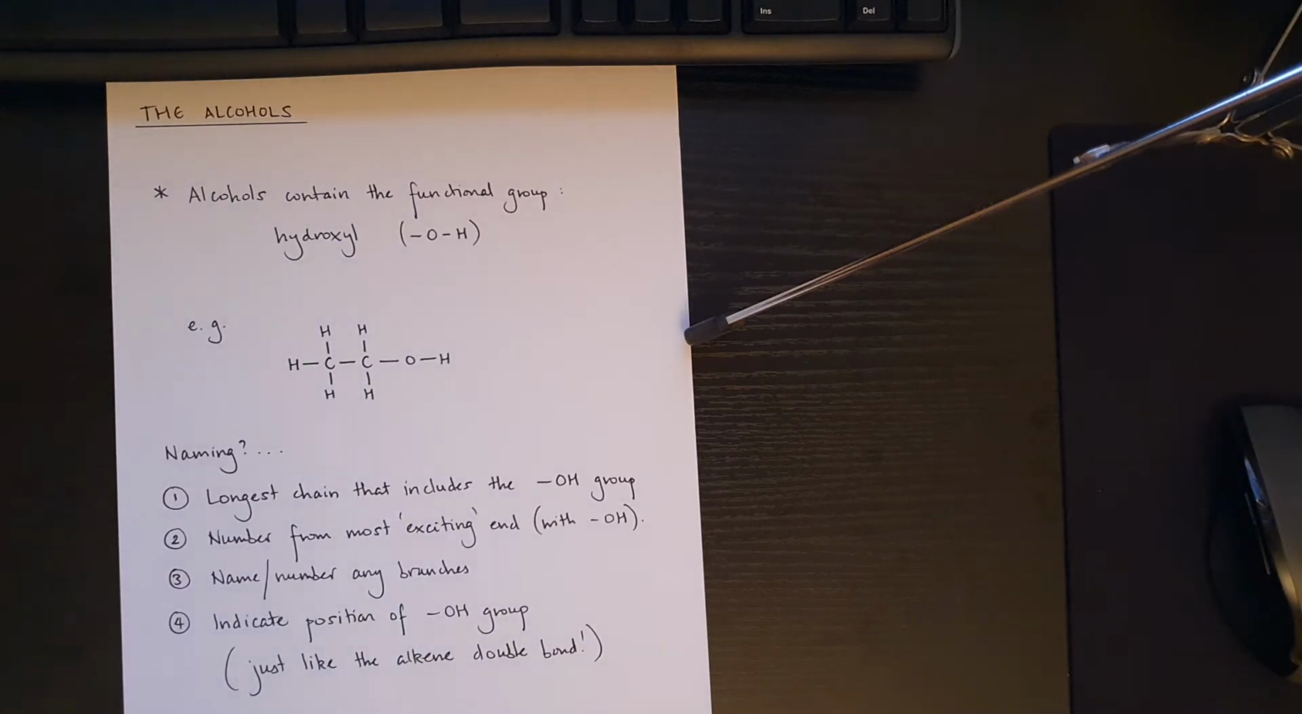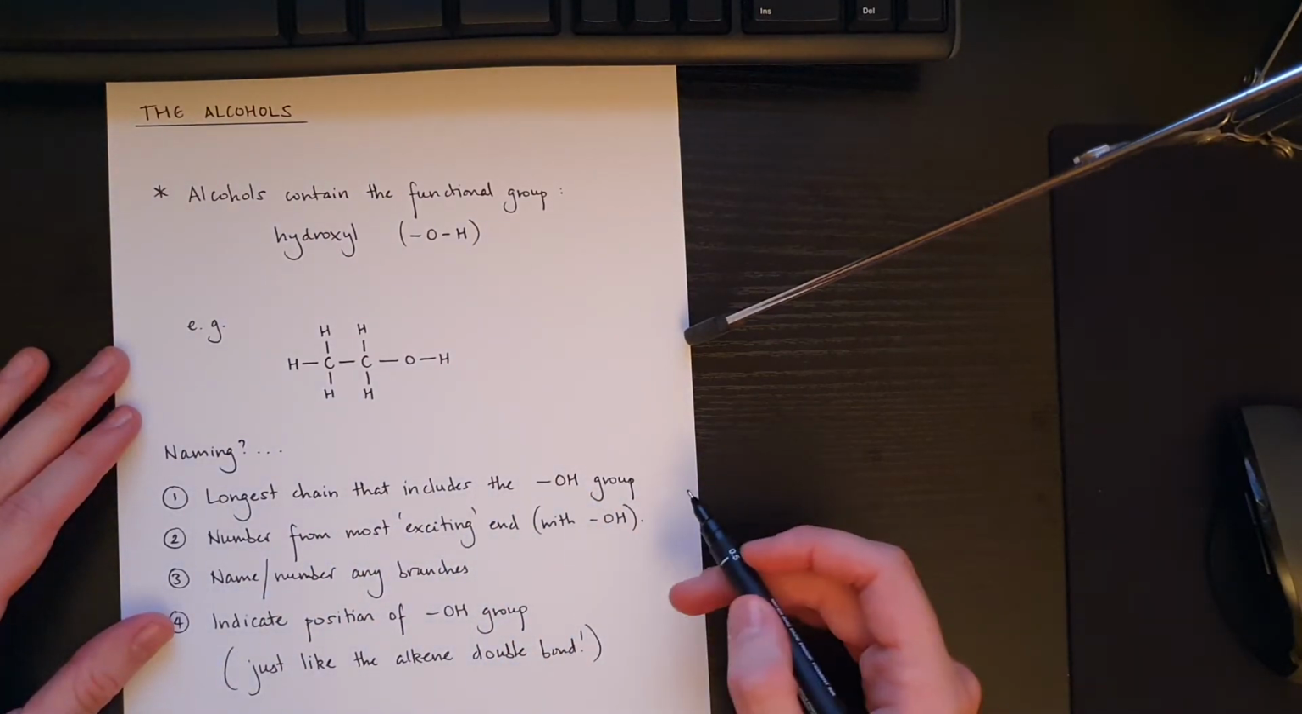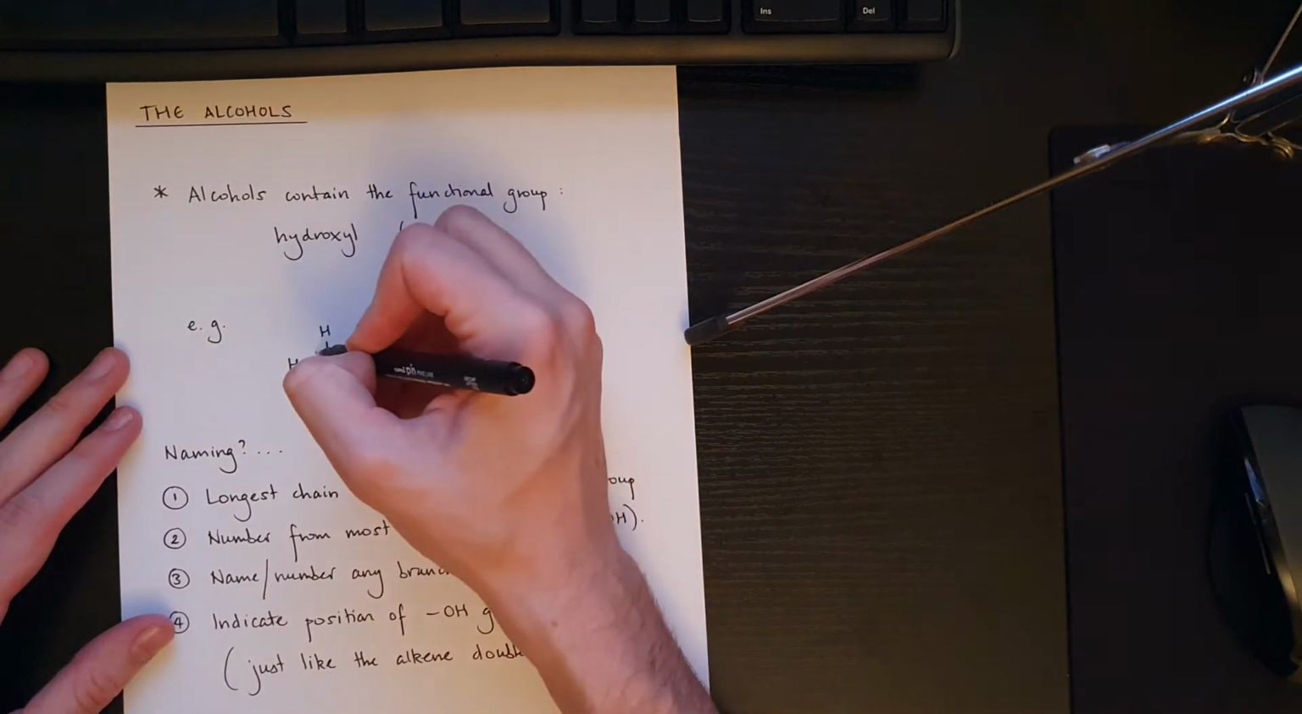So let's go through each one and see what we come up with for this molecule. So first of all, longest chain that includes the OH group. In this case, it's very simple, it's very easy. There's only one chain here.